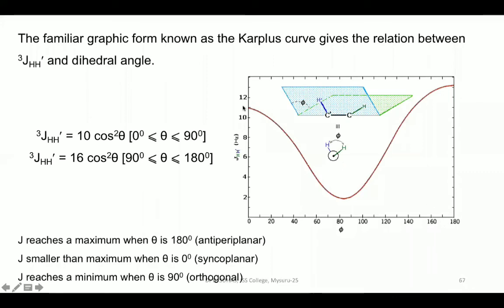Whenever it is 0 degree theta, it will be slightly lesser than the maximum. The J value falls down. In this case, almost it is 2. We can say nil when the theta is 90 degree. That means whenever the dihedral angle theta is at the midpoint, it reaches a minimum. This is the explanation of Karplus curve. It mainly gives the relationship between coupling constant J and dihedral angle theta.